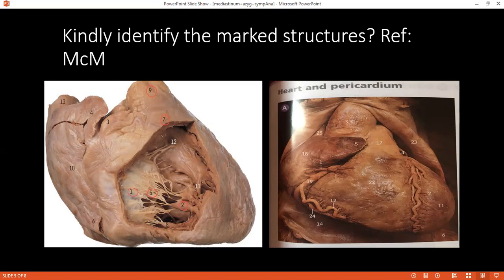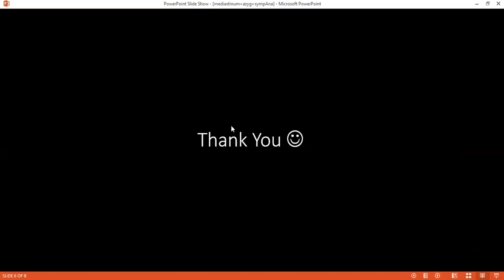Okay, because each valve has 2 or 3 cusps, right? And those cusps are named anterior or posterior accordingly. So if we come to the pulmonary valve, can you tell me how many cusps the pulmonary valve has? 3. Yes, good. Thank you.